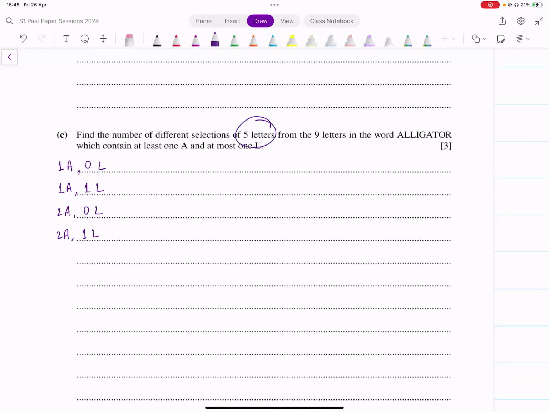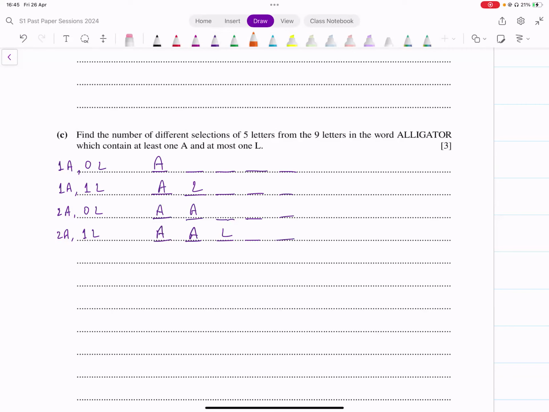Now, since you want to select 5 letters, let's think about how these 5 places could be filled. In the first case, A is already filled. In the second case, A and L are already selected. In the third case, 2 A's are already selected. And in the fourth case, 2 A's and 1 L are already selected.